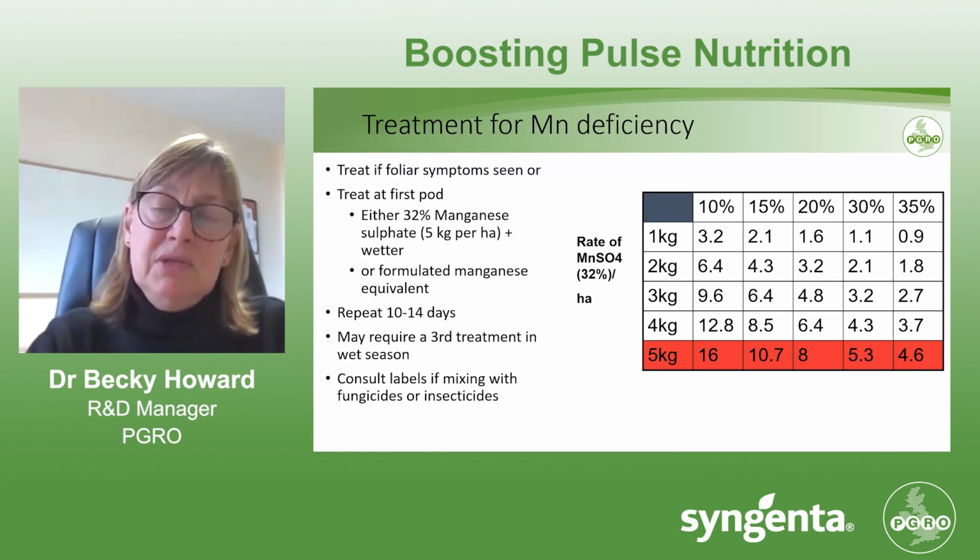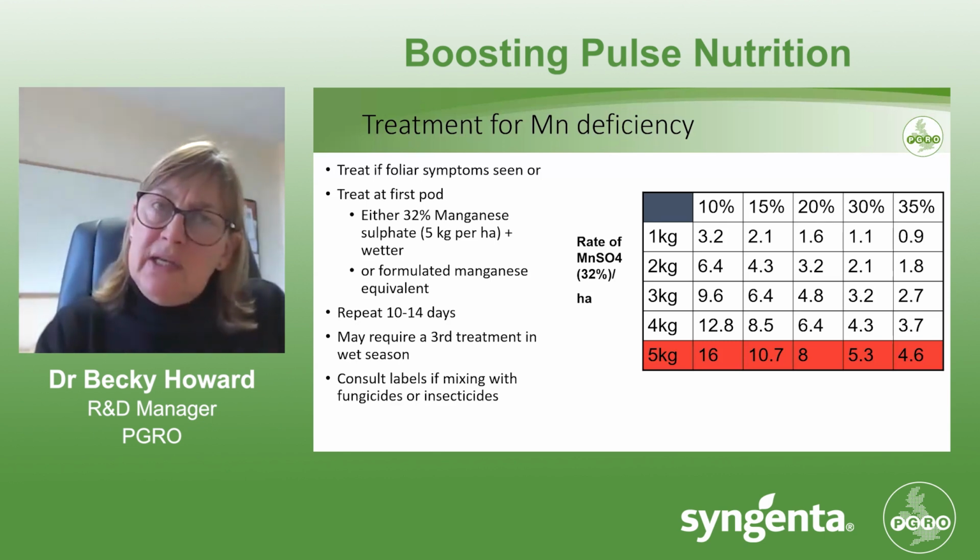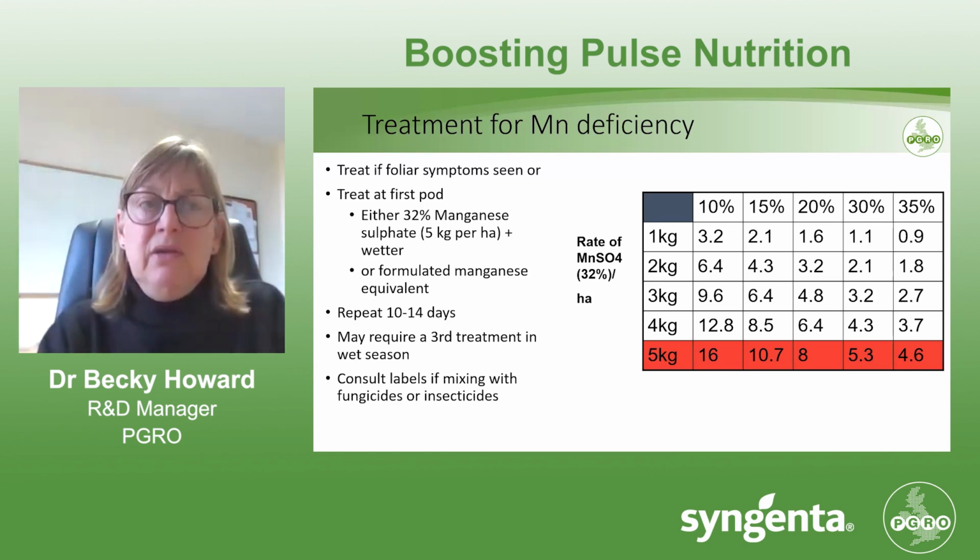So at 32% formulation, you'll be looking at a lower dose, basically, in order to achieve that. And what we'd say is you will need to apply if foliar symptoms are seen. So if you're seeing symptoms of manganese deficiency in the crop, then you should start applying manganese immediately and repeat at 10 to 14 days.